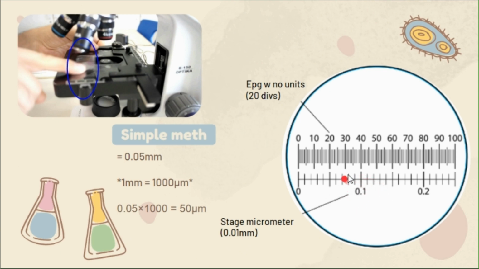20 EPG here, remember, on the stage micrometer translates to 0.05 millimeters. And we want to change this to micrometers again, which is times 1000, and you'll get 50 micrometers, and that's your final answer. The actual diameter of the cell was 50 micrometers.